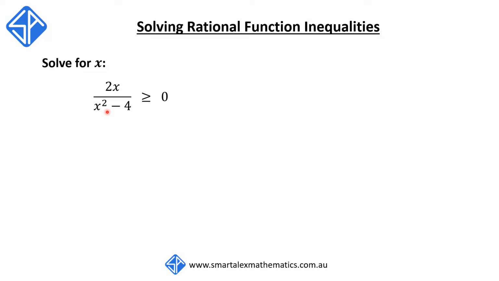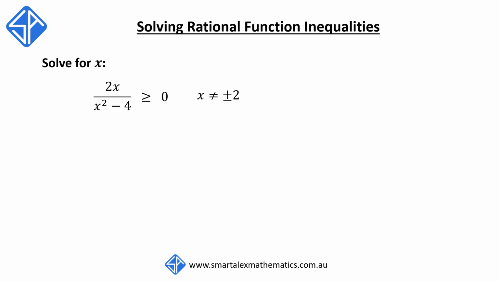When we solve equations or inequalities, it's always good practice to observe the restriction on the function. Since we've got x squared minus 4 on the denominator and we can't have the denominator equaling 0, this means that we cannot have x being equal to 2 or negative 2.